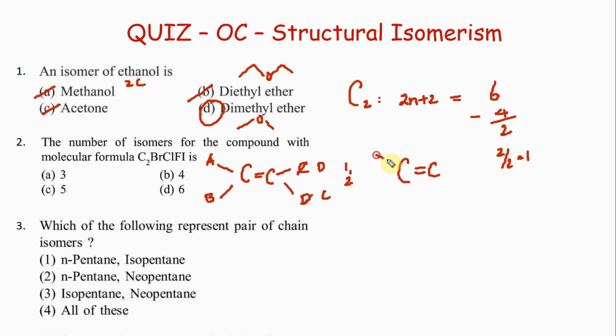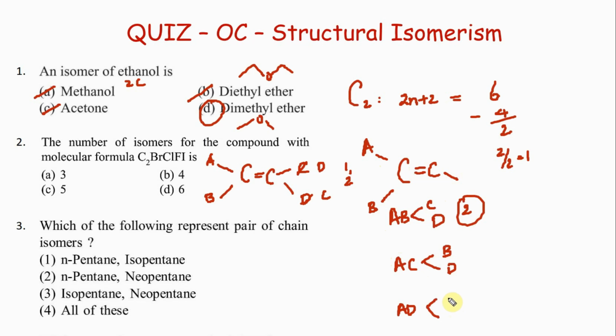C double bond C, my A is here. Now what all can I have? B can be here, so A and B are on the same carbon. I have A with trans C, or D, so that's 2. Similarly I can have A and C on the same carbon, and then B and D. Then I can have A and D on the same carbon, and B and C. So that's a total of 6.